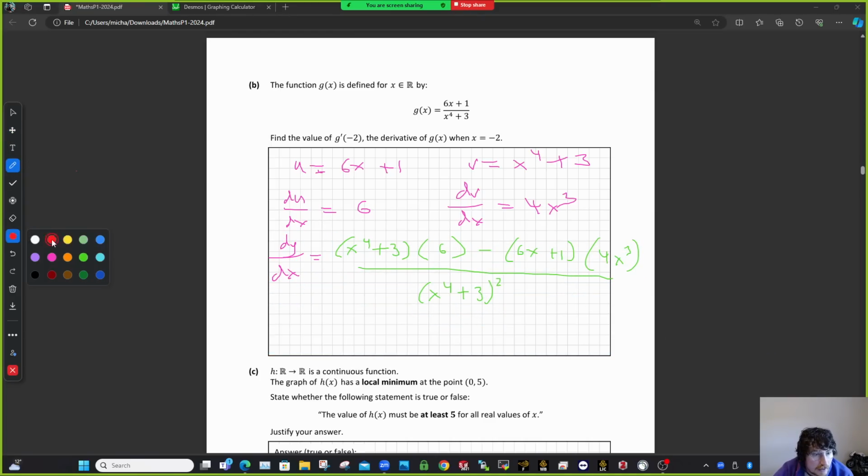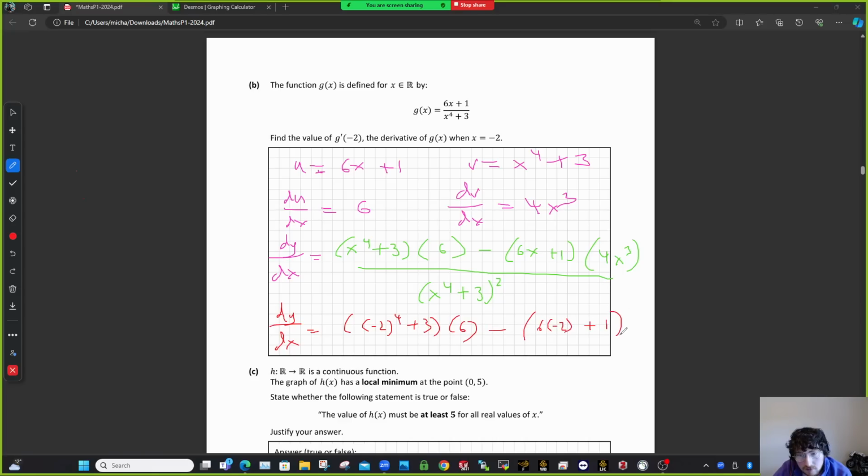So what you'd write then is you'd write this before you go messing around with your calculator. You need to put the value in. So just a bracket on top. Bracket minus 2 to the 4 plus 3 times 6 minus 6 bracket minus 2. So this is going to be max attempt marks when it's written. So that's why you always write it all over.